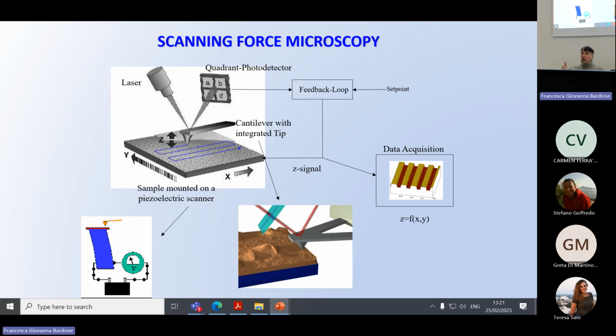You can, I don't know, if you are a biologist, feed your cells and see if the feeding changes the condition of the membrane. Or you can attach a molecule at the top of the tip, and you can measure if this molecule is attached in a specific position of the membrane. You can localize the interaction. So you can create your microscopy, you can create your experiment, using this type of microscope.